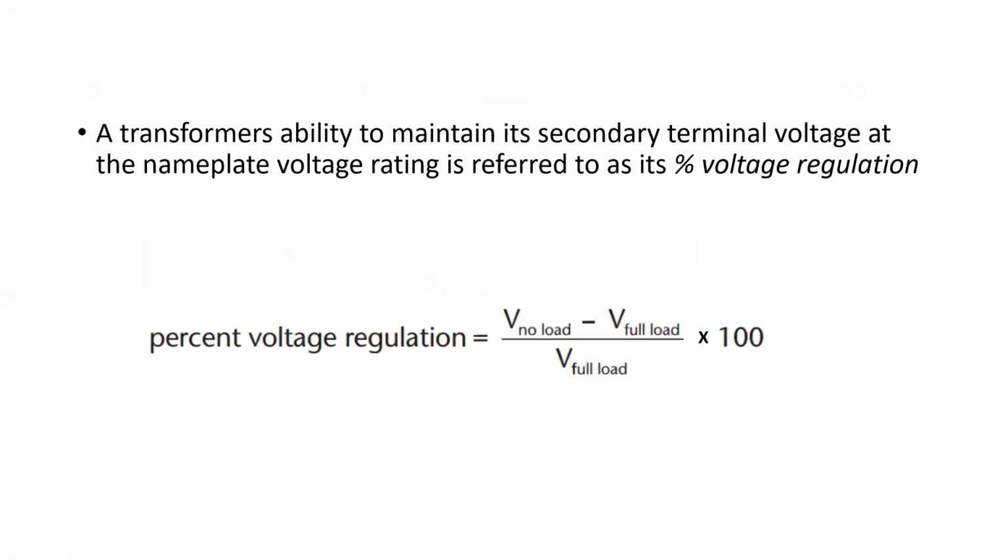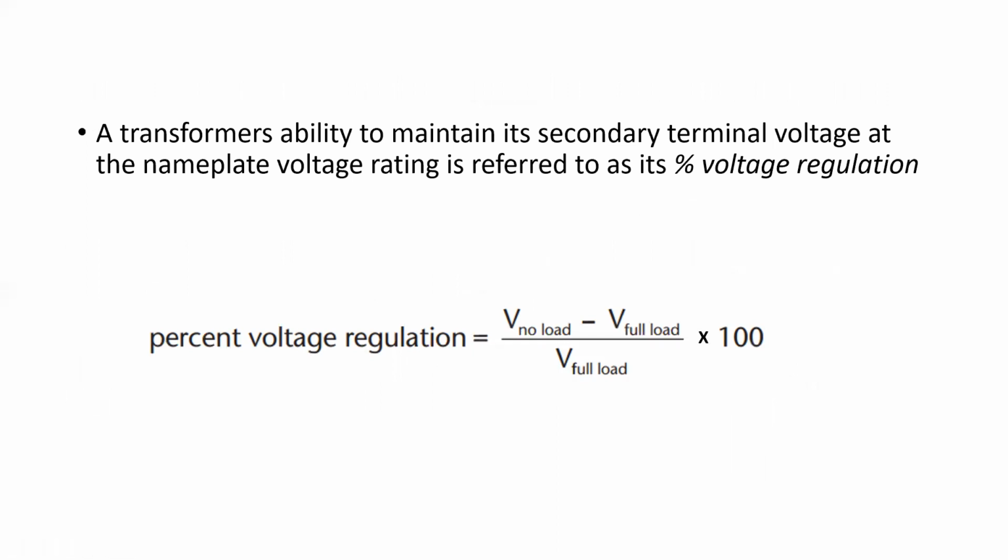So a transformer's ability to maintain its secondary terminal voltage at the nameplate voltage rating is referred to as its percent voltage regulation. And that is a calculation that is done by taking the voltage at no load, which is going to be quite high, subtracting the full load voltage, and then dividing that by full load voltage, times 100. That will give me the percent voltage regulation.